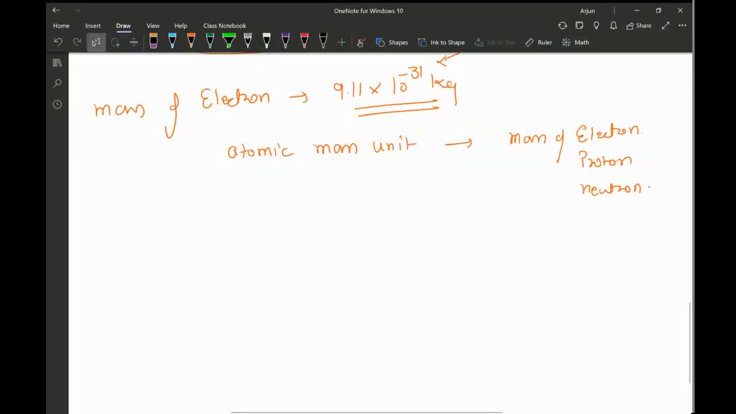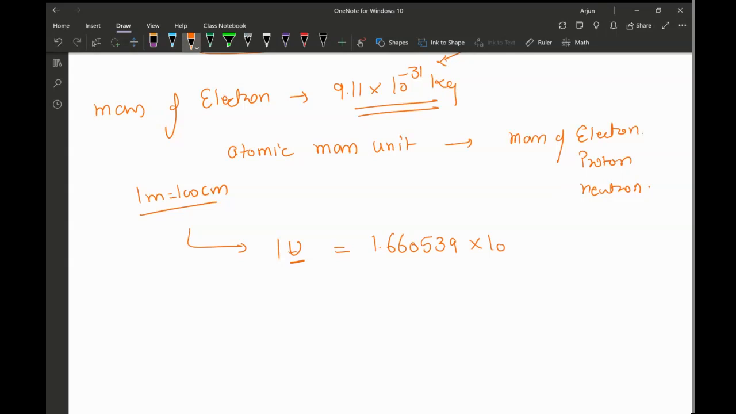Now, one atomic mass unit, it's like a conversion scale. For example, 1 meter equal to 100 centimeter. So in the same way they came up with this new conversion scale. One atomic mass unit, which is represented with U also, 1 U is equal to 1.660539 times 10 raised to the power negative 27 kg.